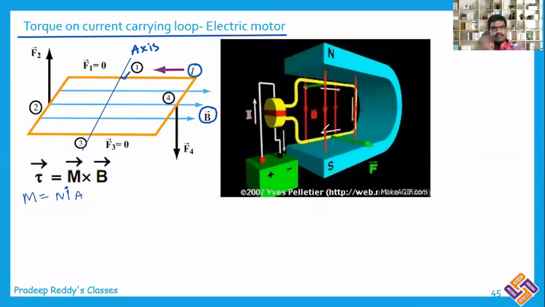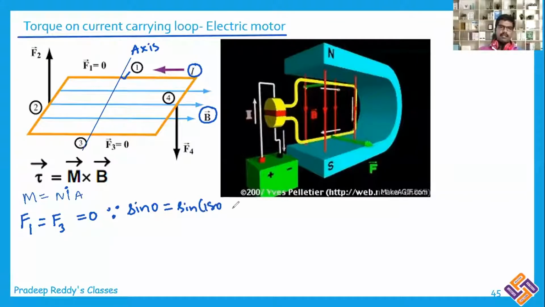See, the magnetic field is on the right side, the current carrying conductor is on the left side, both are parallel to each other. Parallel in the sense that they are opposite to each other. Theta will be 180, so sine 180 will be equal to 0. Therefore, the force on the first part is equal to the force on the third part, which will be equal to 0, since sine 0 is equal to sine 180 is equal to 0.